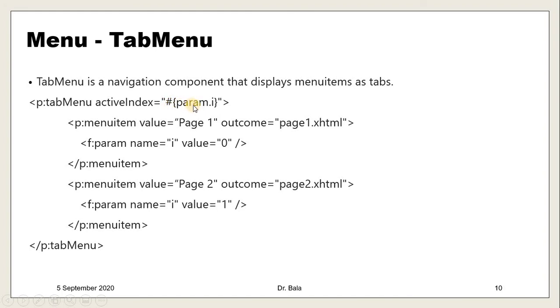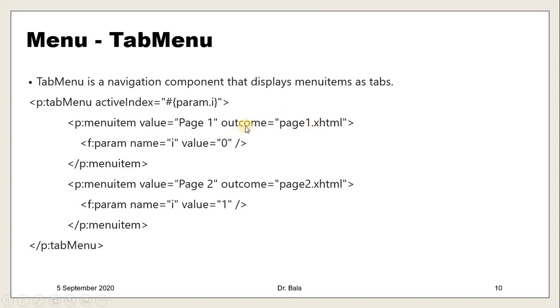So this is param, and we put param.i. param.i refers to the f:param tag. This param value will represent which tab we are presently working on, which we clicked. For that purpose, inside the menu item, as previously, we give the menu item value, but here we are not going to use action or URL, we are going to use outcome. Outcome is the link where we are connecting.